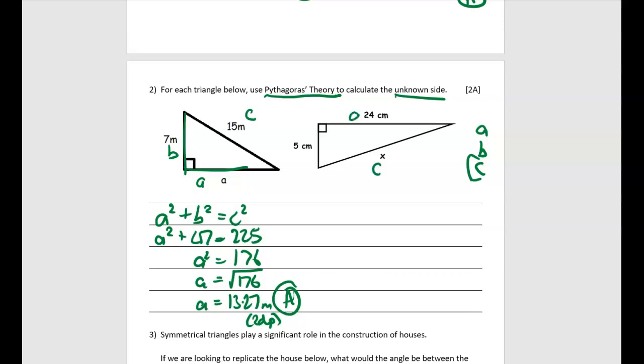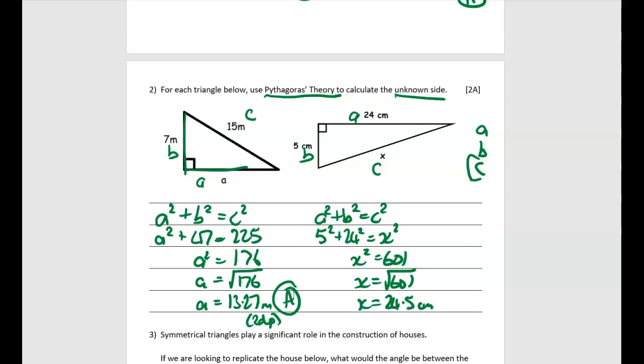There's the C, A and B joined together to make the right angle, and we'll start off with our formula, a squared plus b squared is equal to c squared. So that's going to be 5 squared plus 24 squared will be equal to x squared. X squared is equal to 601. X will be equal to the square root of 601. X would be 24.5 centimeters, rounded to 1 decimal point.